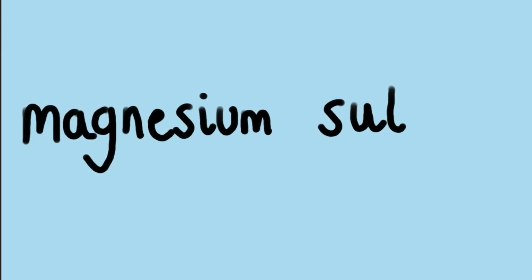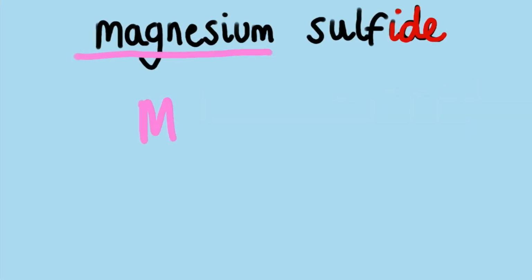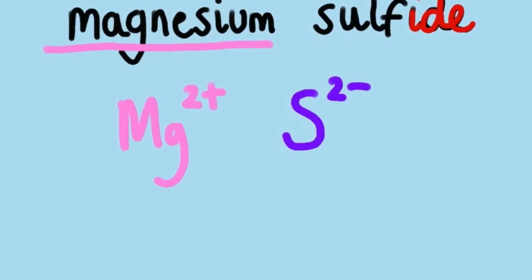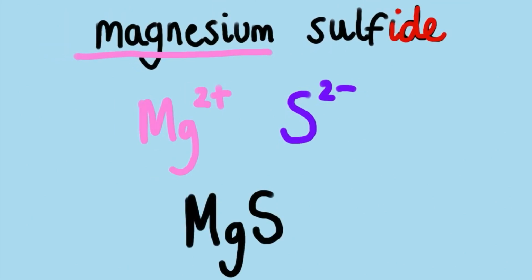Okay, so let's look at magnesium sulfide. It contains Mg, which has a charge of 2+, and S, which has a charge of 2-. So these charges cancel out to give the formula MgS.